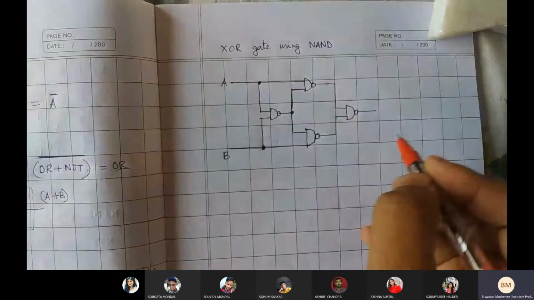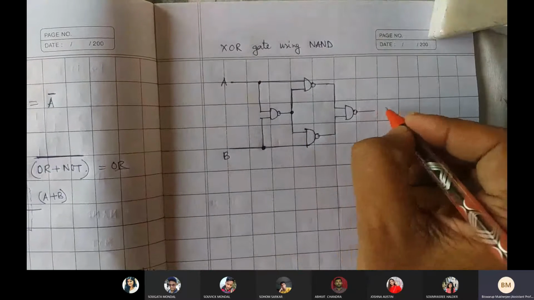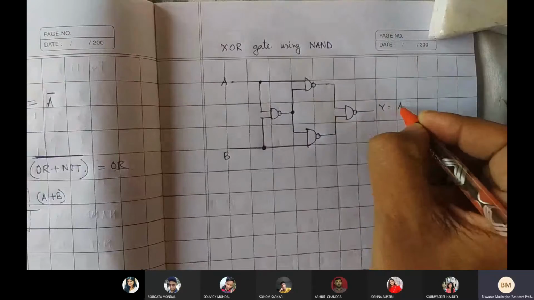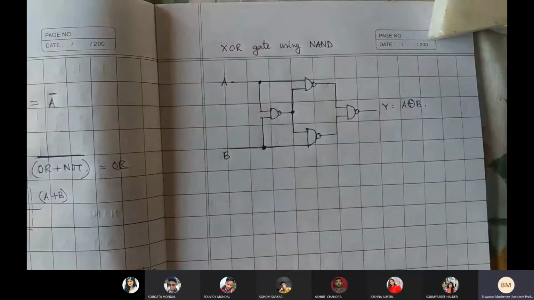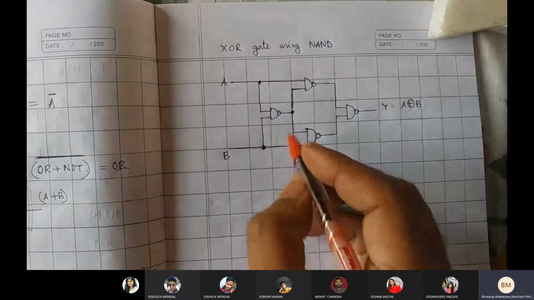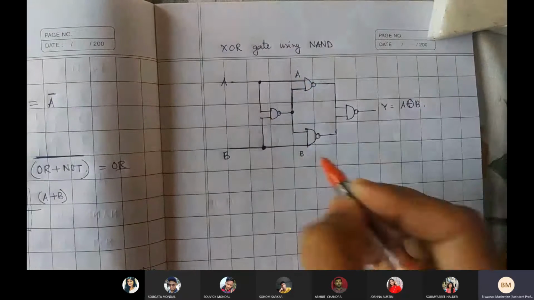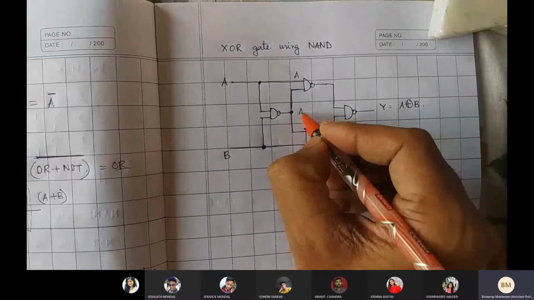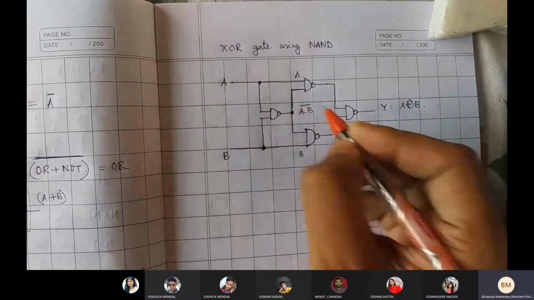So this is the circuit by which we can get Y equal to A XOR B. So how can we get that one? Let me check. Here the value coming is A. Here the value coming is B. So what is the value coming right over here? Here the value is coming A dot B complement.